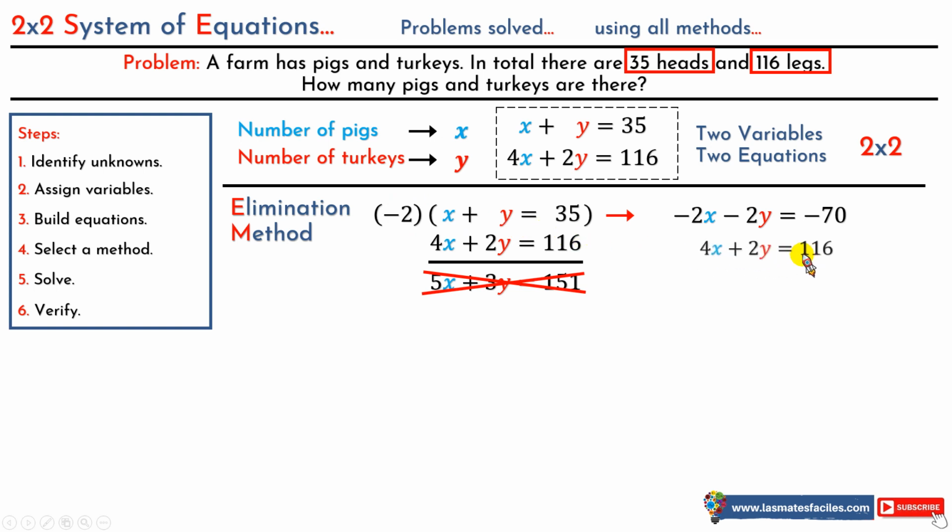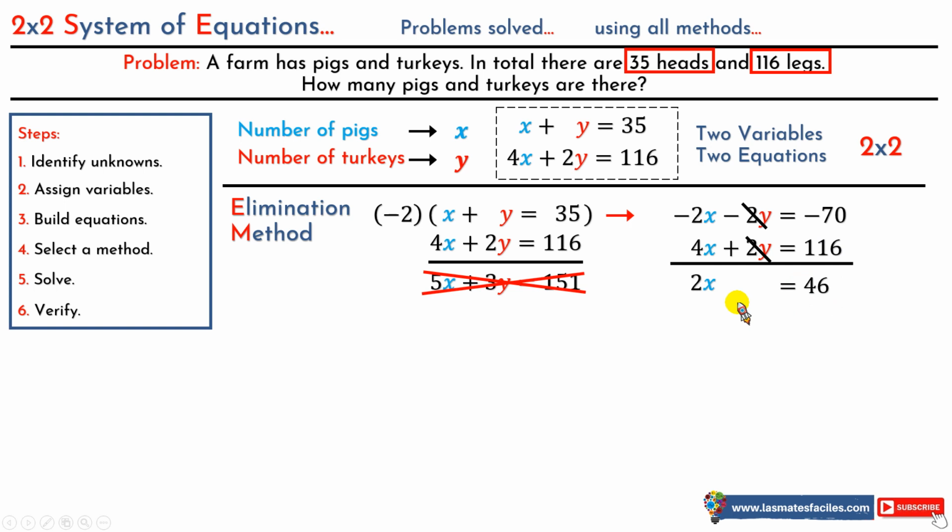Let's put the second equation. If we add the equations, we'll eliminate y. 2y negative with 2y positive, they cancel each other out. For this reason, we multiply by minus 2 to be able to convert y to minus 2y. Now, let's see what happens with x. Minus 2x plus 4x equals 2x. Minus 70 plus 116 equals 46.